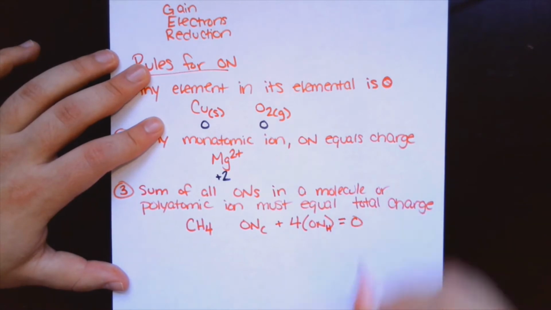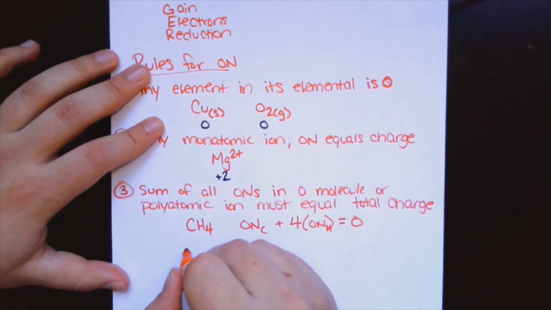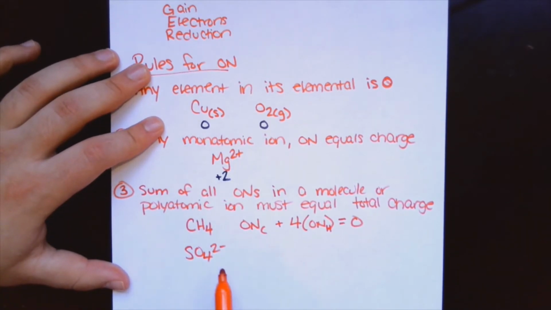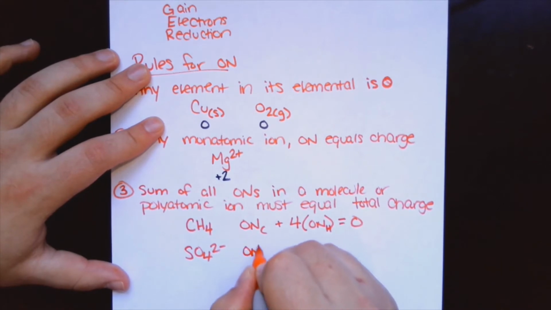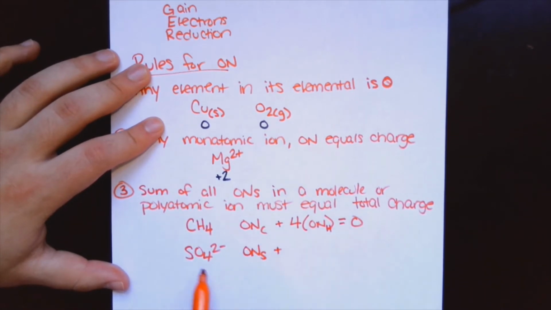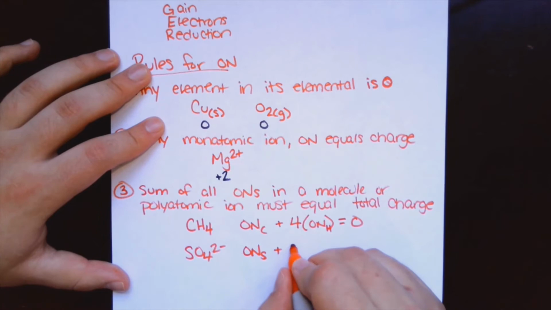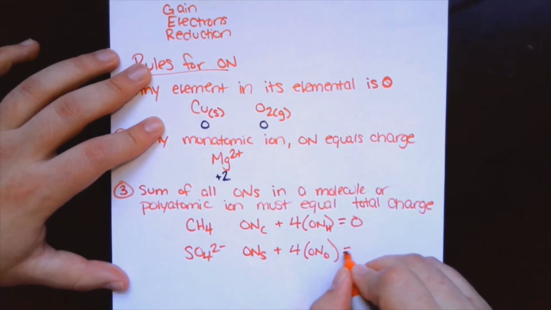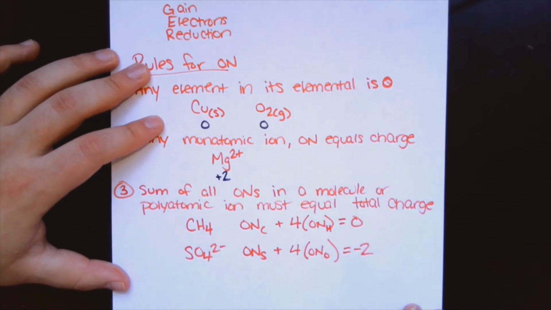That must equal 0. Let's say we have sulfate, or a polyatomic ion. So the charge of this entire polyatomic together is -2. So that means that the sum of all of the oxidation numbers has to equal -2. So we say the oxidation number of sulfur plus 4, because there's 4 oxygens, so 4 times the oxidation number of oxygen must equal -2. That's what that rule means.